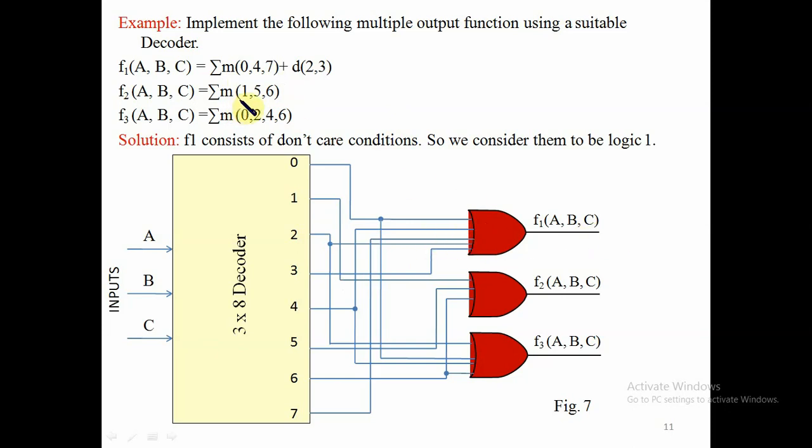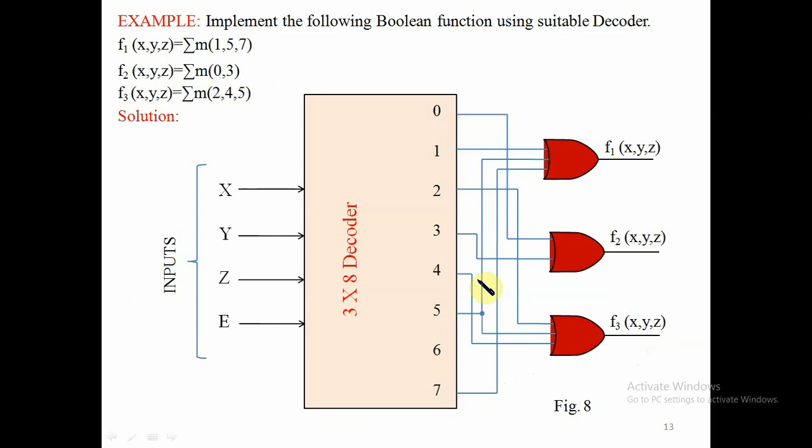The next equation is the summation of m(1, 5, 6), meaning three terms: 1, 5 and 6. The same for the third one: 0, 2, 4, 6. And this is the implementation diagram of the decoder. Here we take another example using a suitable decoder. With three inputs we require 8 output lines, that is a 3 to 8 decoder. In those equations the values are put in and we get the three different equations for F1, F2, F3.